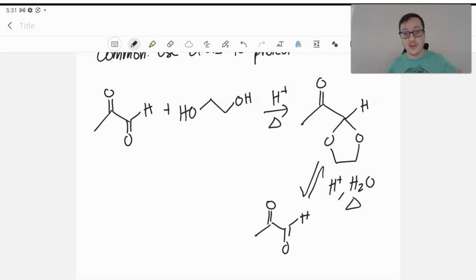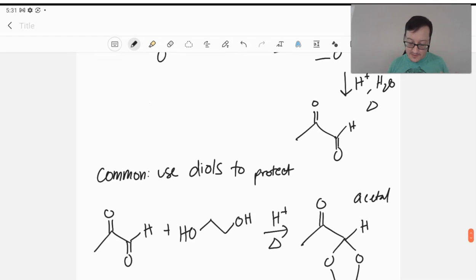This last one here with the protecting group that's cyclic is very common. So you'll see that. This is an acetal as well, just like before. All right, so that covers acetal and ketal formation. Hydrolysis of this is exactly the opposite. So everything happens in reverse.